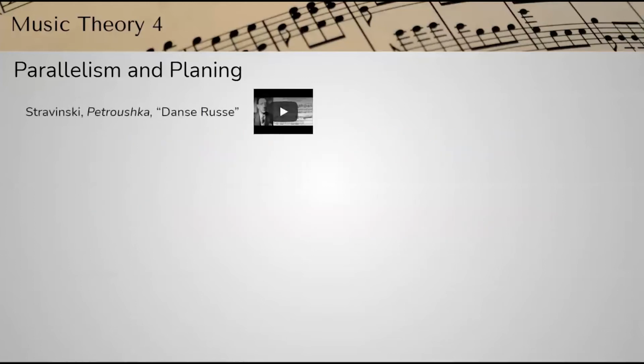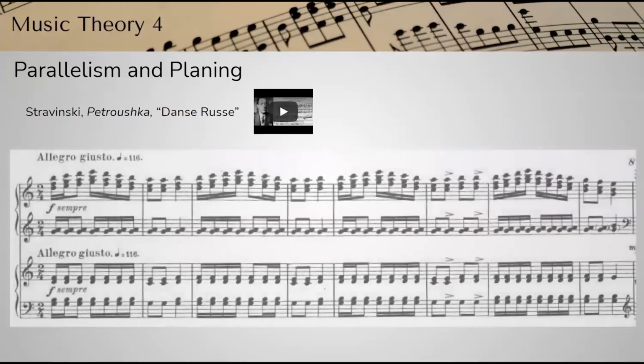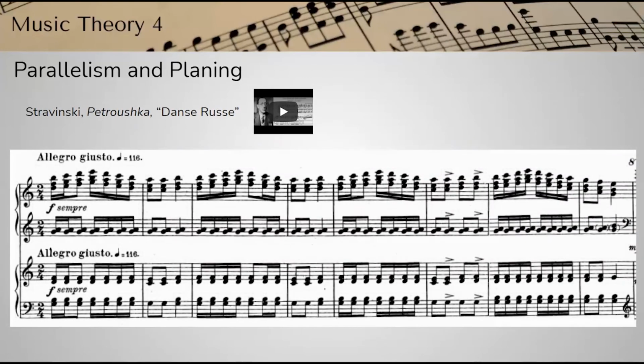Okay, so here's an example of parallelism and planing, in a piece called Petrushka, an early Stravinsky ballet. This is one of the scenes called Danse Russe. I'll play it for you first, and you can get a sense of what this is all about. This is actually for orchestra, but I have the piano reduction score in front of us, and I'm going to play the piano reduction as well. So let's give this a listen.